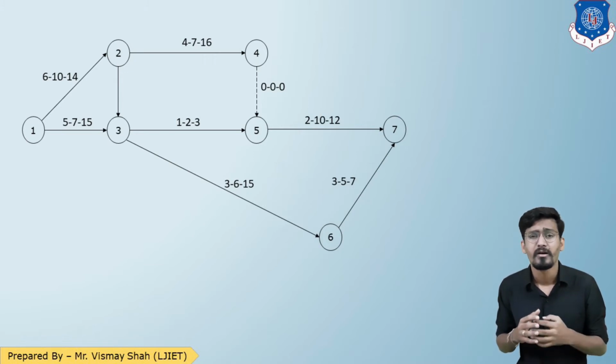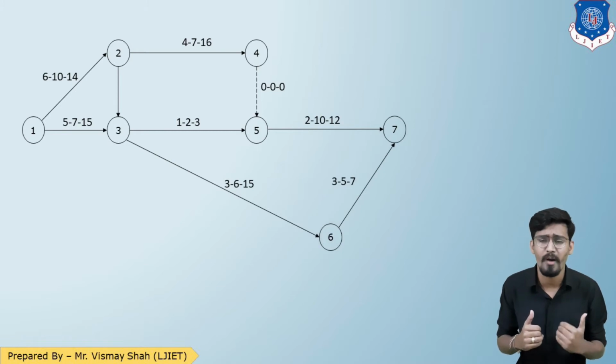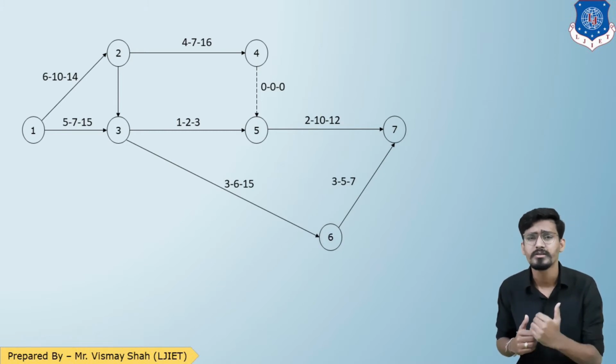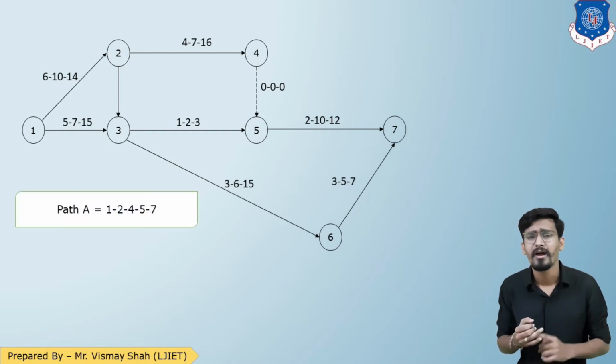So what do we mean by path? Students, path means a connection from event number 1 to 7. Now let us look at the network closely and see how many ways we can reach from event number 1 to 7. The first path which we can see in the network is the upper path: 1 to 2, 2 to 4, 4 to 5, 5 to 7.